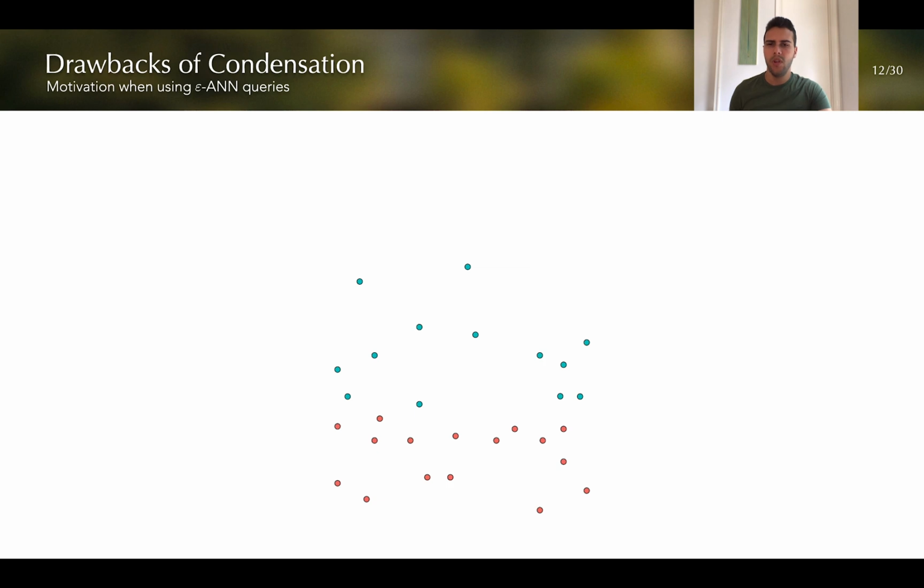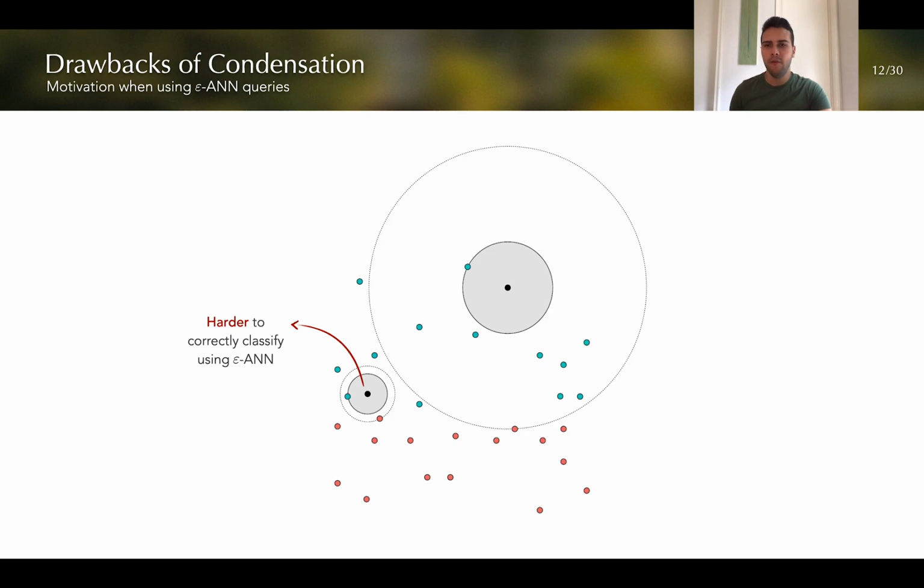So if we're working with an initial training set and we're given a query point which is close to both its nearest neighbor and its nearest enemy, and on the other hand, we're given a query point whose nearest neighbor is far closer than its nearest enemy, we see that the first point is harder to correctly classify with epsilon approximate nearest neighbor queries than the second point, which is much easier to classify.